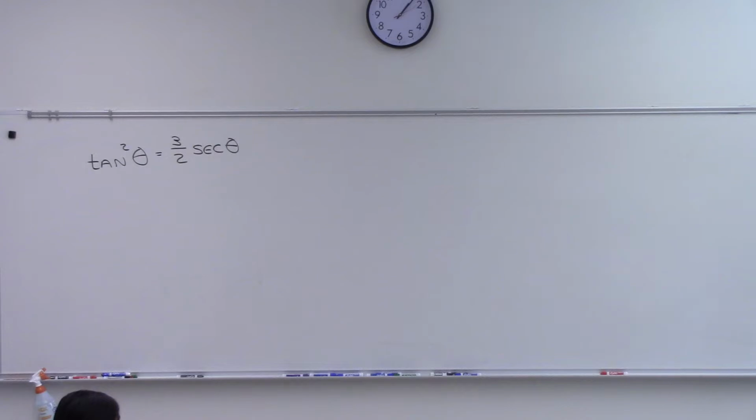It's 1 plus tangent squared theta equals secant squared theta. It doesn't matter if you write that backwards. On most formula sheets, it appears this way. And then there's another one.